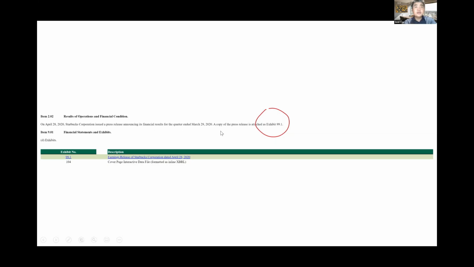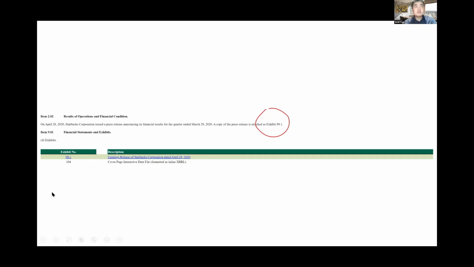Let's see another example here. It's the same here, right? If you want to analyze the information of 2.02, you have to go into exhibit 99.1. So when you do the text analysis, you go to 2.02 first to get the information, and then you identify, oh, this is about exhibit 99.1, and then you go to 99.1 to get the earnings release of Starbucks, and you get the information from the exhibit. So in text analysis, when you do that, you go step by step: get the exhibit number first, and then you go to the exhibit.